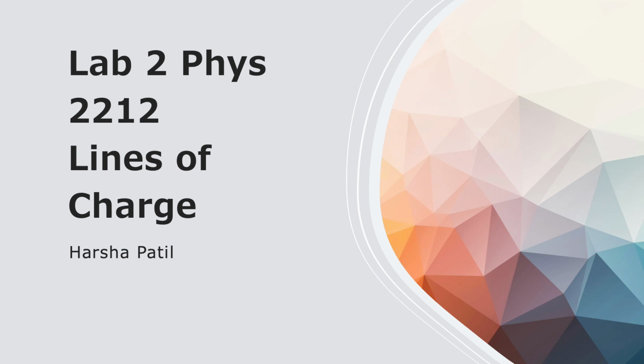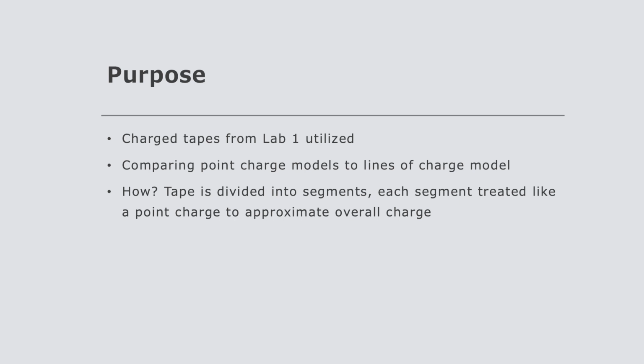This lab is based on the lines of charge experiment, which follows up on the point charge model experiment that we did last week. The purpose of this lab is to use the data from our first lab, which is a point charge model, to calculate charges based on the lines of charge model, which is supposed to be more accurate because we're dividing the rod into multiple segments from which we are calculating the overall charge. So we're treating each segment like a point charge, so this is supposed to be more accurate.